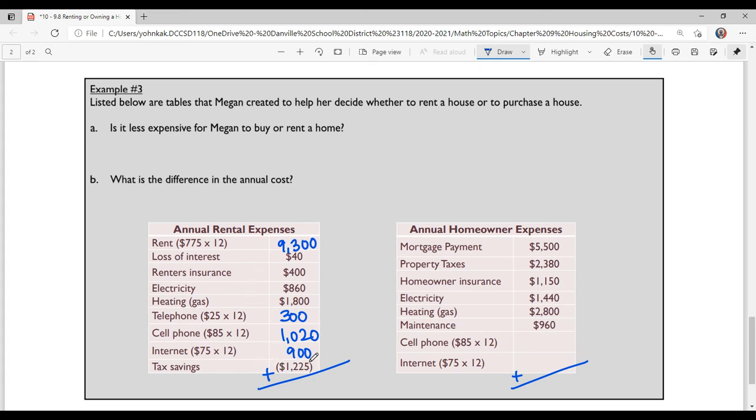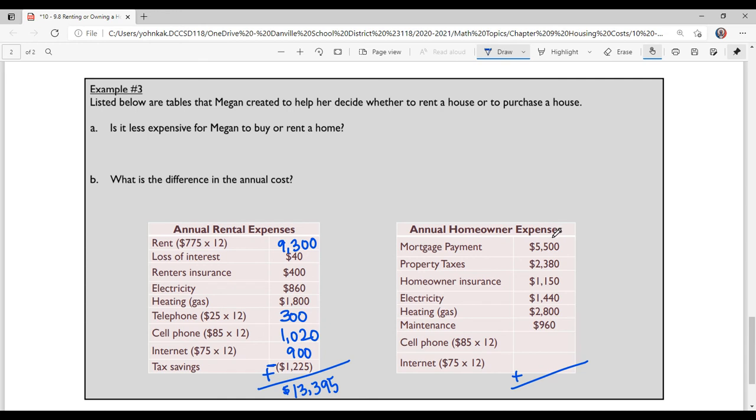So then I'm going to take my calculator and add it all up, and be careful because the tax savings here, tax savings is money you do not have to pay because you do not own the house. So that's actually subtraction. That's what the parentheses there mean. So if I were to add all of this up, we get $13,395.